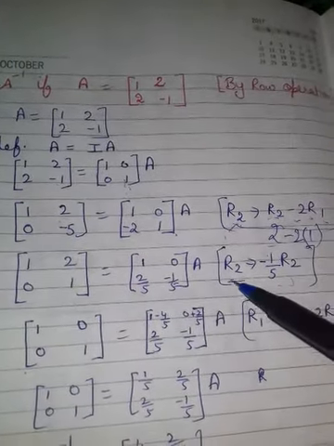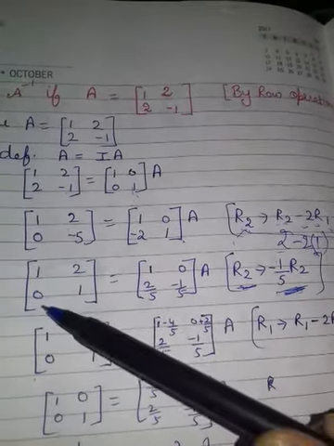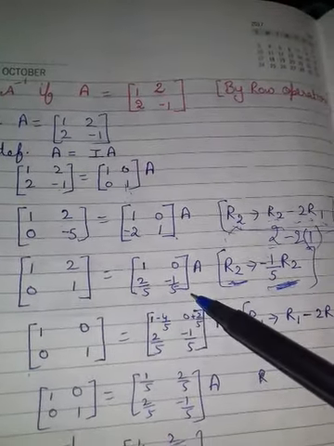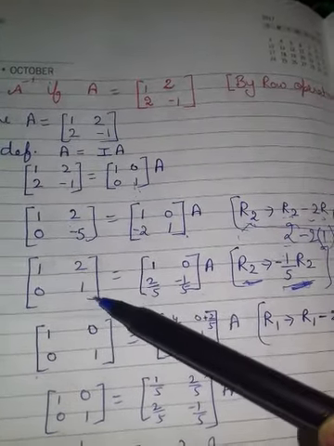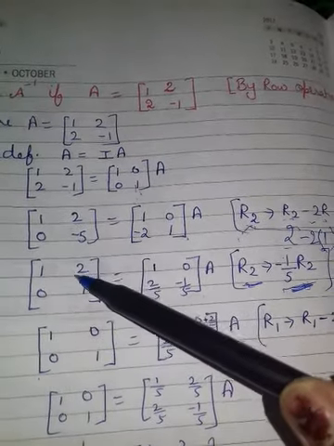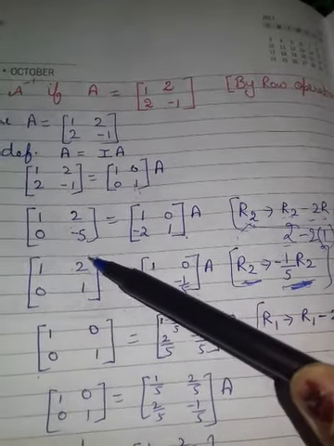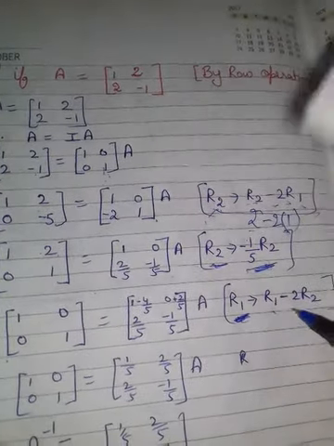So R2 को मैंने क्या कर दिया? -1/5 से मल्टीप्लाई कर दिया. If I am operating here, then I have to do it also here. Now you see, you got 1 1 1. The first motive will be this one you have. Then you have to make this element only 0. So you will operate on R1. So R1 minus 2 R2.